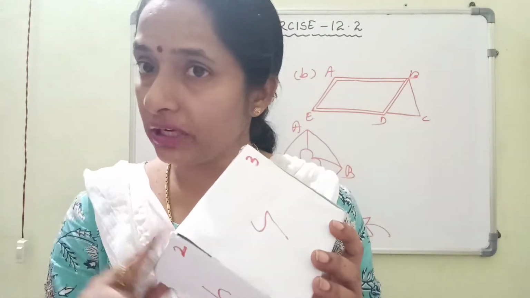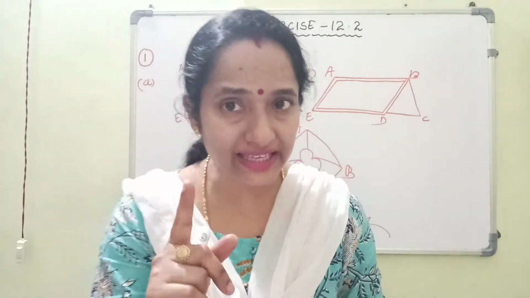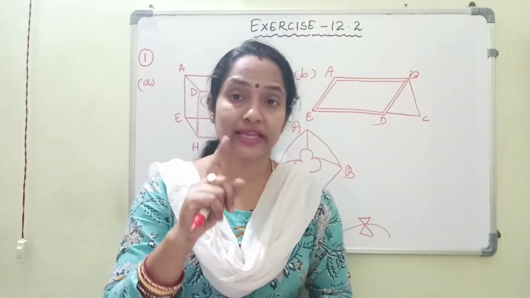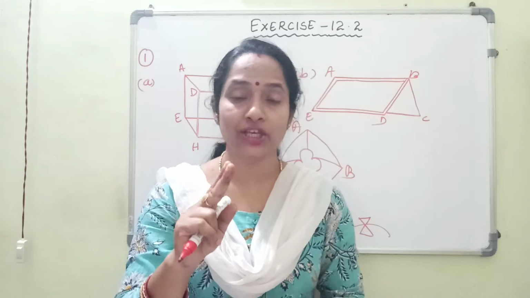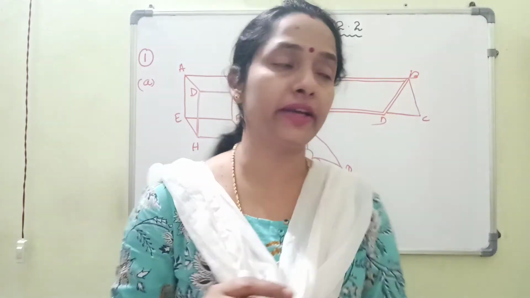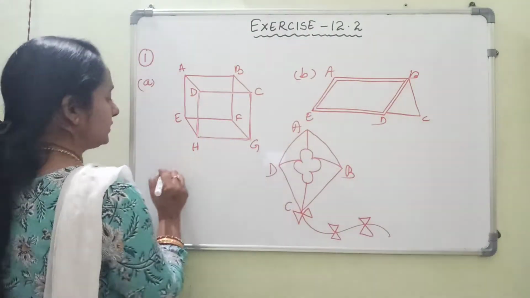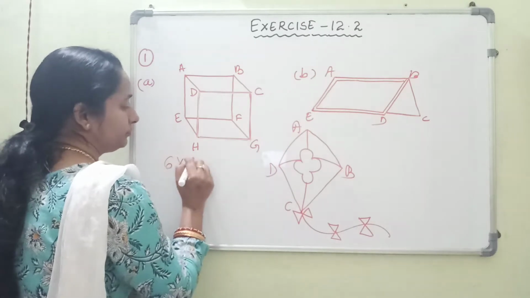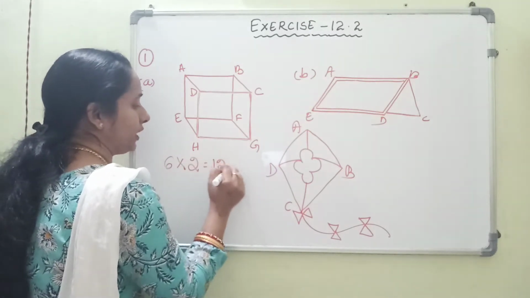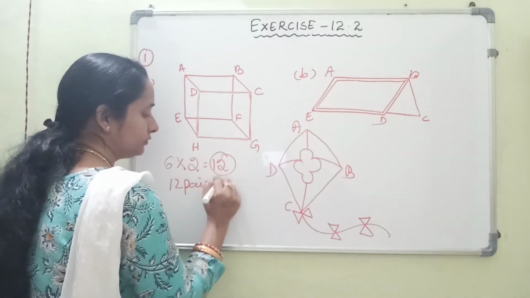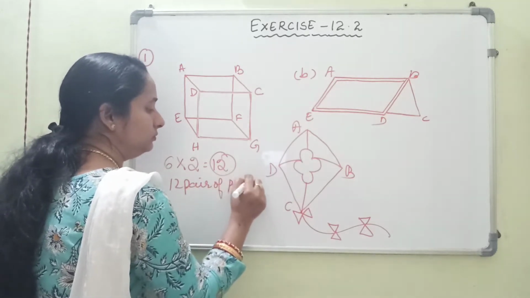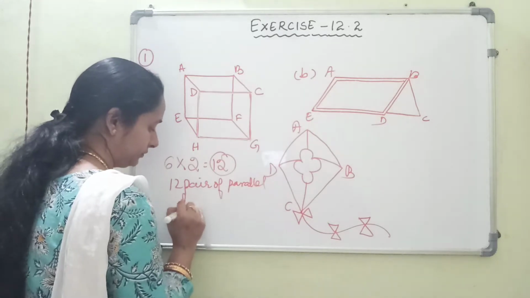So how many faces do we have in total? We have 6 faces. This means 6 faces have 2 pairs of parallel lines each. So how many pairs of parallel lines in total did you get? 6 into 2 is equal to 12. Total 12 pairs of parallel lines.